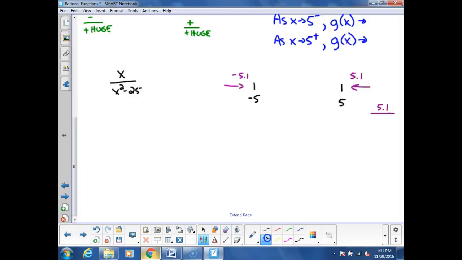Okay? So something bigger than 25 minus 25 is going to be positive, but it's going to be small. It's going to get closer and closer and closer to 0. So a positive number divided by a positive small number sends this off to positive infinity. If I go over here to negative 5.1, that's going to be negative 5.1 over, the bottom is going to be the same because when I square it, it wipes out the negative. Now I've got a negative divided by a positive. That's going to go down to negative infinity.